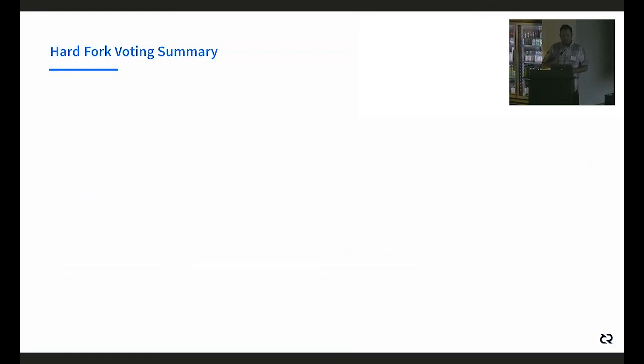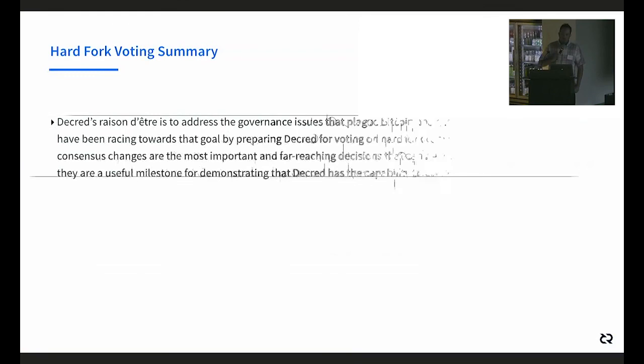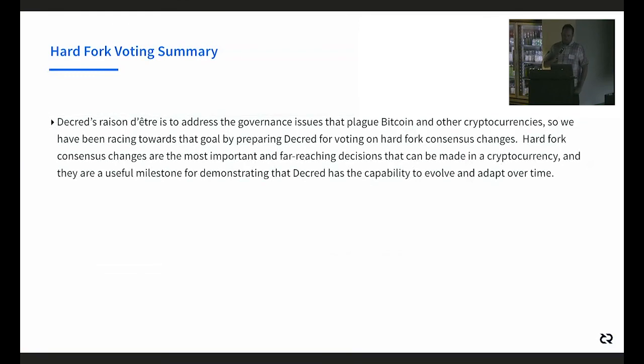So, hard fork voting summary. The real reason that we made Decred was so that we can fix this governance problem. And voting on hard fork consensus changes is really the most interesting thing we can do, so we've raced towards that over the past year. Doing this right requires a careful upgrade path, and we thought about doing it several different ways, but the way we ended up choosing was what we felt was the simplest and the safest.